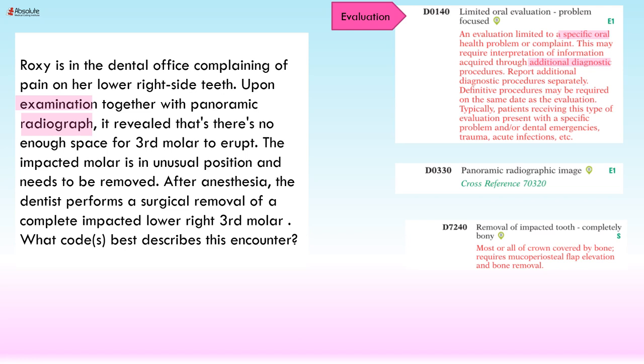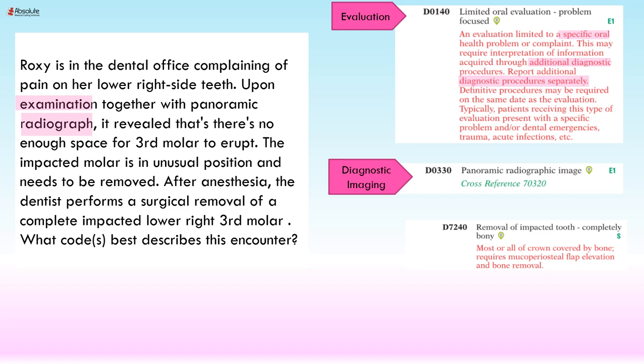So if you look it up, under radiograph, D0330 is the code for panoramic radiograph image. And then we have to code that as well separately. Okay, so following along so far. All right, is there anything else that will complete these codes for our procedures today? Yes, I see it too.